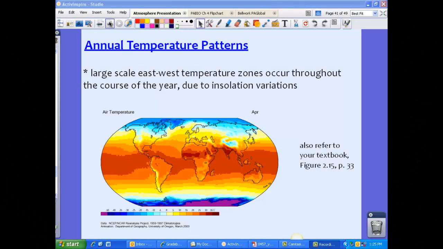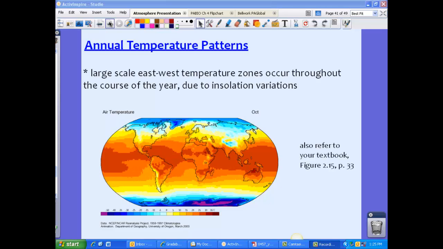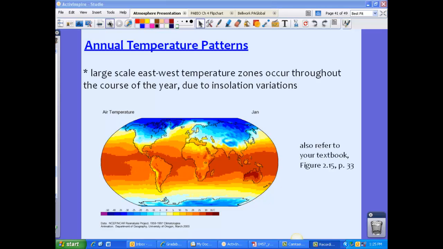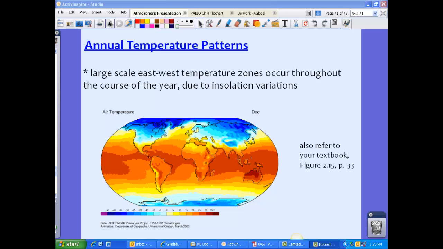temperature and the pressure globally here on Earth. So let's first take a look at the annual temperature patterns. Now we do see large-scale east to west temperature zones that occur throughout the course of the year, and this is due to the insolation variations.